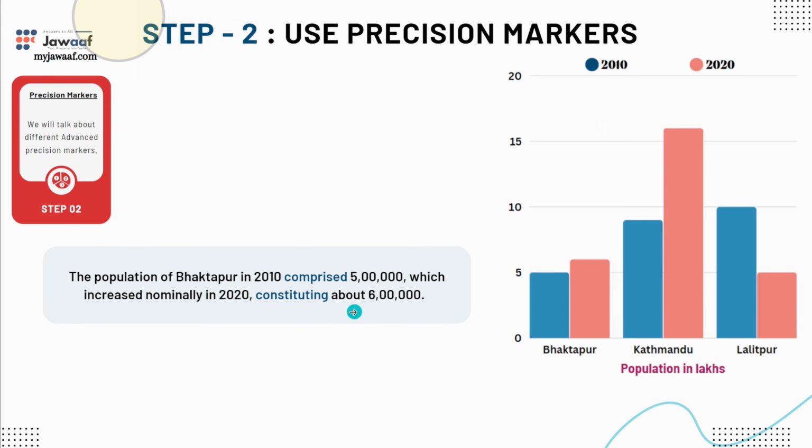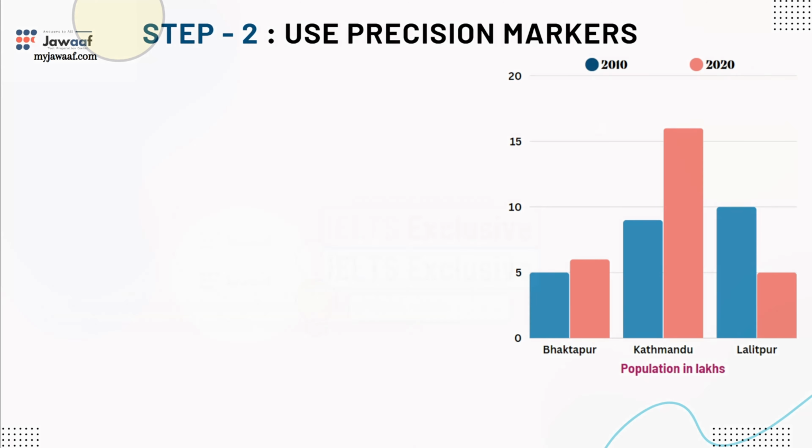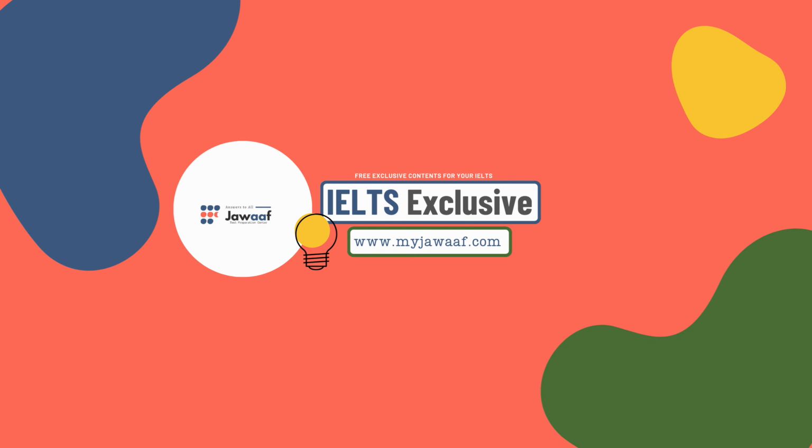But the problem is most of the students are using these words already, around, approximately. So these words have become sort of obsolete. That means old. So how do we write it in a bit advanced way?